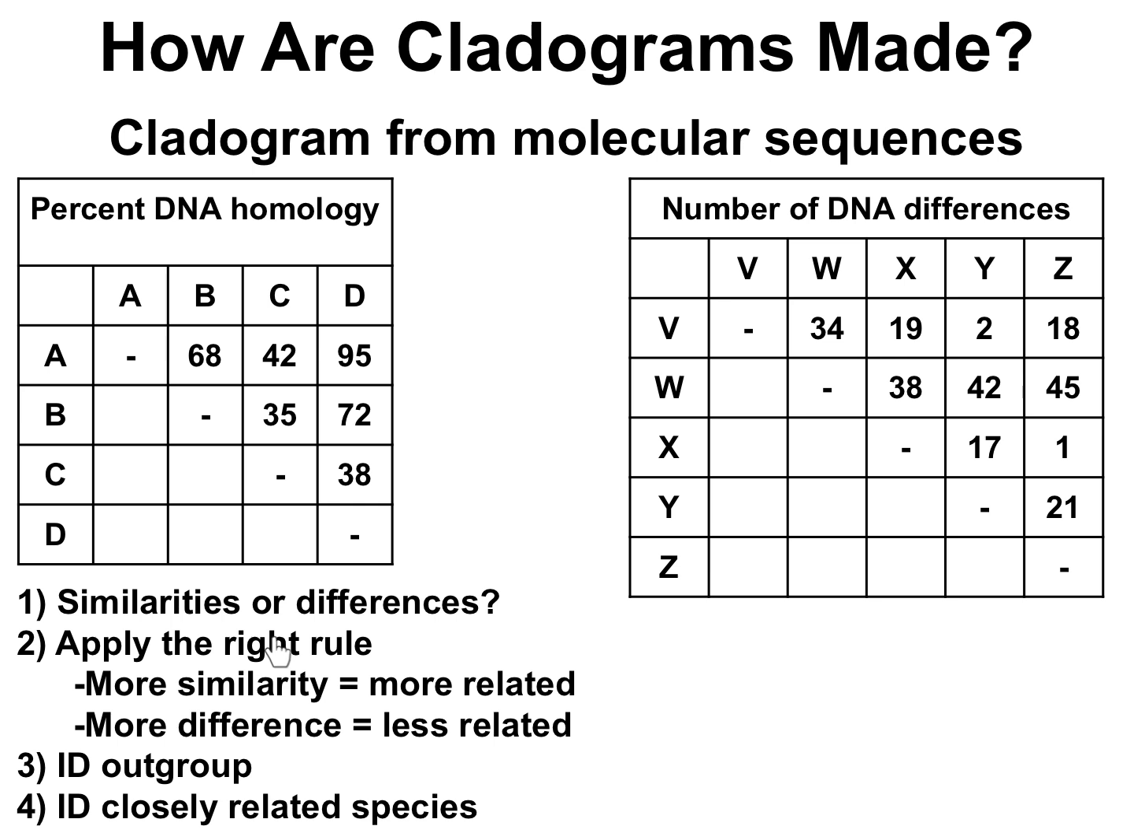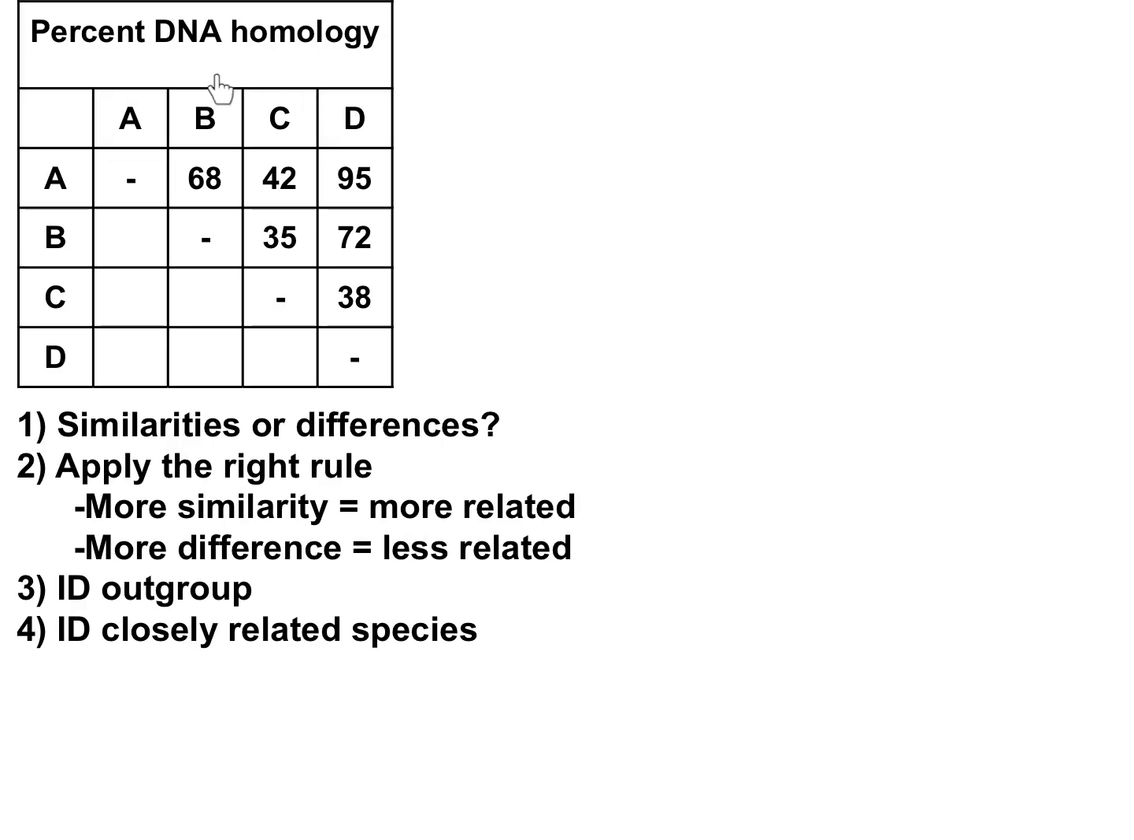First, figure out if you're dealing with similarities or differences, and next, apply the right rule. For similarities, high numbers mean more related, and for differences, high numbers mean less related. And use these rules to identify the outgroup and also identify closely related species. Let's try each. So this table shows similarities. With similarities, high numbers mean more related. So the outgroup then has the lowest similarity numbers compared to all species, and that's C. At most, C has 42% similarity with another species. So C is the outgroup. We'll put that there, and now find the most closely related with the highest DNA similarity. So A and D.